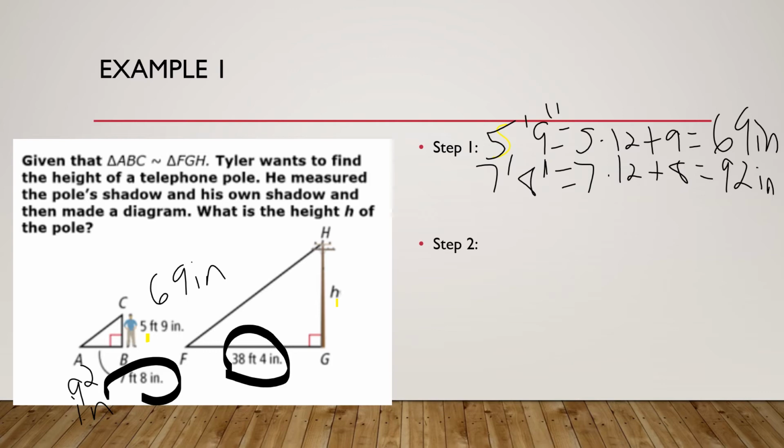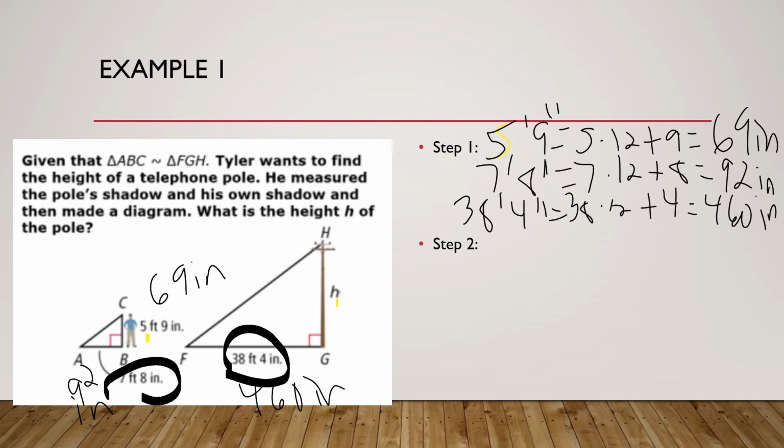And then we could do the same thing with the flagpole. So we could take 38 feet 4 inches, which would be equal to 38 feet times 12 inches in a foot, plus the 4 extra inches. And if we do that math, we get 460 inches. So the flagpole's shadow, we could think of as 460 inches.